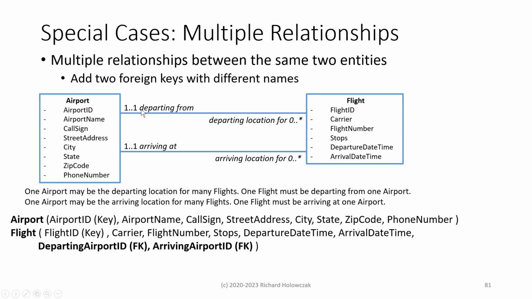Departing airport ID implements this first relationship. So this is going to be the airport ID of the airport the flight is departing from. And then we have arriving airport ID. This will be the airport ID of the airport where the flight is arriving. So 2 relationships resulting in 2 foreign keys. We can't use the same name, airport ID, 2 times, so we just modify them so they have some meaning. We know which airport we're departing from and which airport we're arriving to.